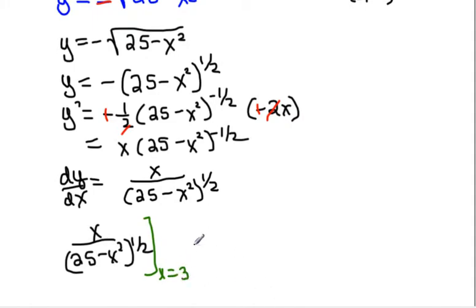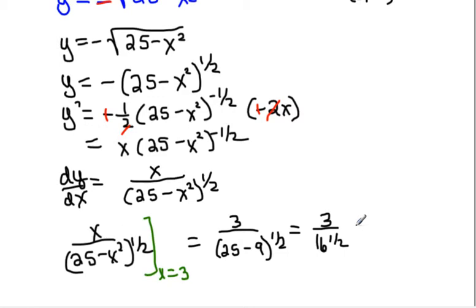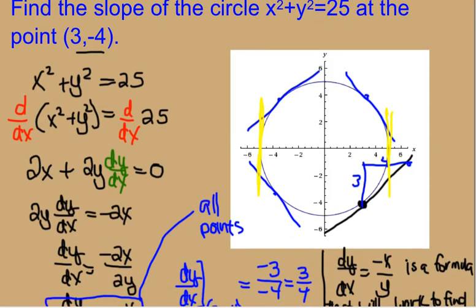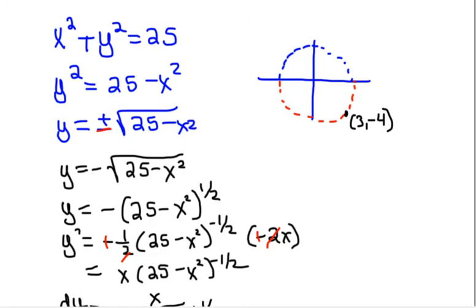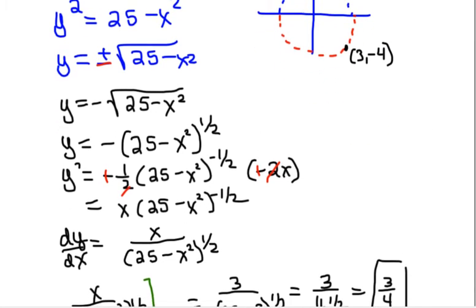Okay, so to do that, I'm going to take 3 over (25 minus 3 squared, which is 9) to the 1/2. Okay, which is going to give me 3 over 16 to the 1/2, which is going to give me 3/4. And if you remember, 3/4 was what the answer was that we got on the previous page. 3/4 was the slope of the line that I got right here. So you can use implicit differentiation, but in this case, we are also able to use our power chain rule.